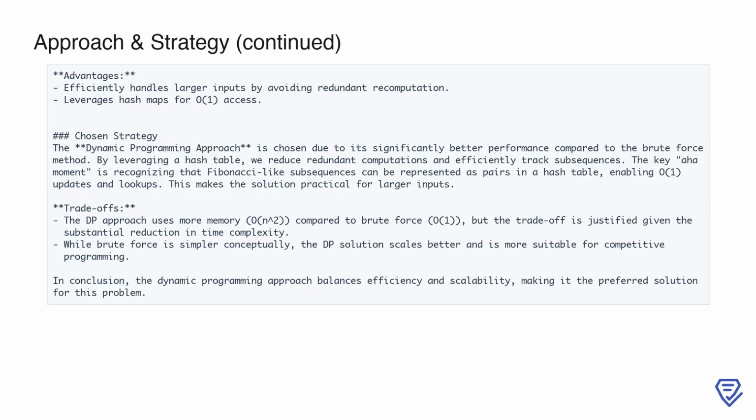Ultimately, the dynamic programming approach is chosen because of its superior performance in terms of time complexity, which is O(n squared), compared to the O(n cubed) of brute force. However, it does come with a trade-off. While the brute force method uses constant space, the DP approach requires O(n squared) memory to store the hash table. This trade-off is justified given the substantial reduction in computation time. Conceptually, brute force might be simpler, but for competitive programming or real-world applications with larger datasets, the dynamic programming solution is far more efficient. In conclusion, this strategy strikes the right balance between efficiency and scalability, making it the preferred method for solving the problem.